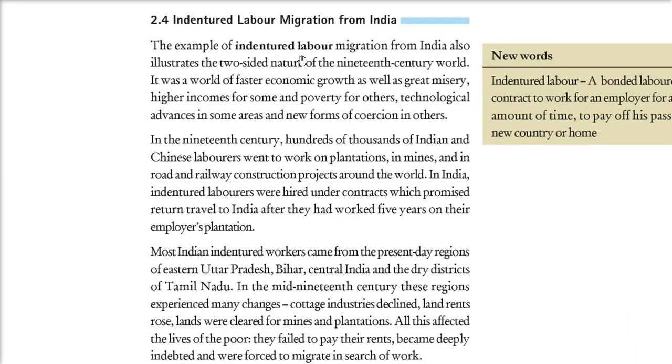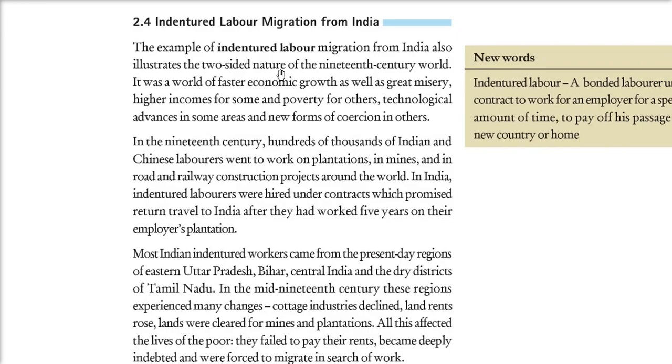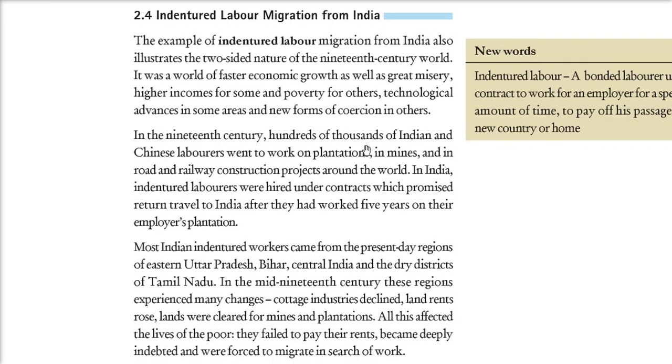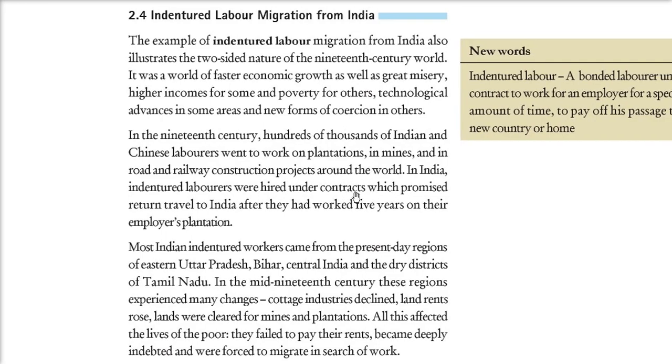So indentured labor is labor taken from India and other countries to some other place for work, and they have a contract. That is, you have to work for this many years and you have to come back to your country. So in the 19th century, hundreds of thousands of Indian and Chinese laborers went to work on plantations, in mines, to make roads and railways. In other parts of the world, there were different construction projects also, and they probably had a proper contract, but they were misguided. That is, they were told that you have a contract, you have to go into that country, work for 5 years, and then you have to come back. You may be able to come back.